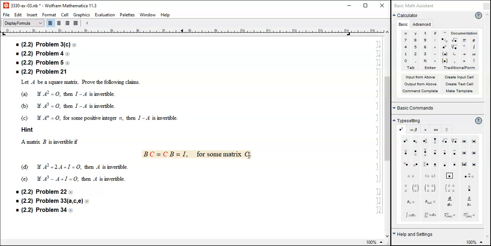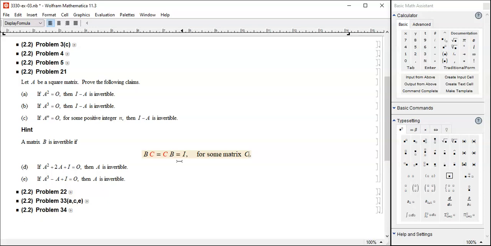So if you have to prove something is invertible, don't try to do anything to the matrix itself. You have to find another matrix so that the original matrix times that matrix is equal to I. And of course, vice versa. If you do one, the other one is going to be easy to do. So usually I'll just do one and then leave the others to students.